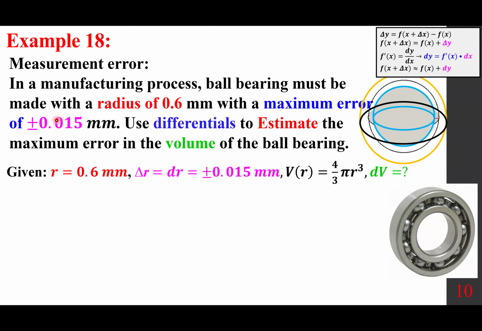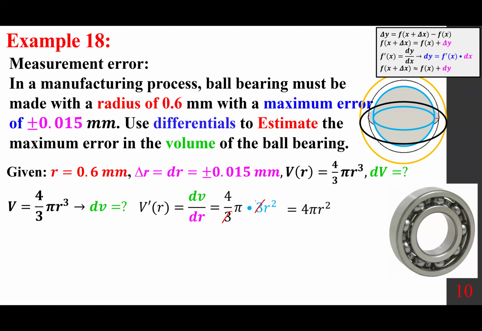So if V is 4/3 pi r cubed, what is dV? First, we're going to go with V prime of r, or dV/dr, which means we start with 4/3 pi as a coefficient and differentiate r cubed, you get 3r squared. This becomes 4 pi r squared. This is V prime, or dV/dr. So what is dV? 4 pi r squared dr.